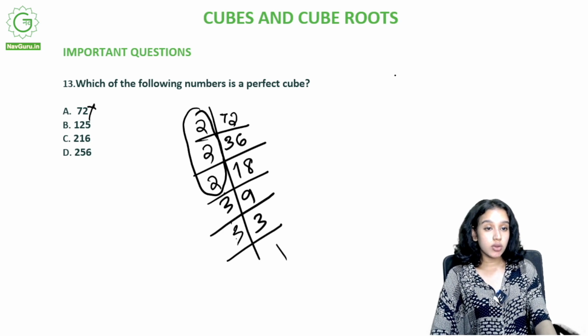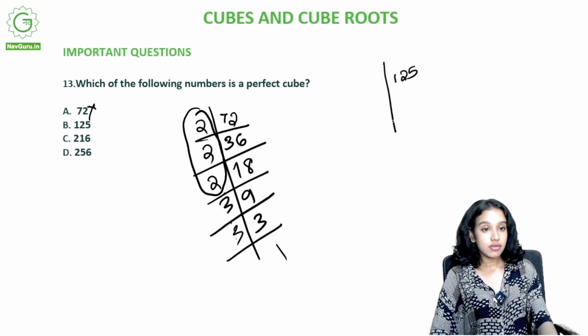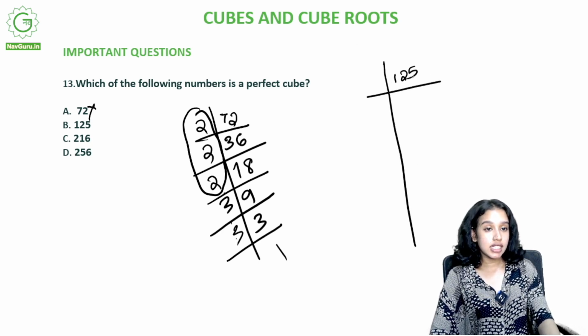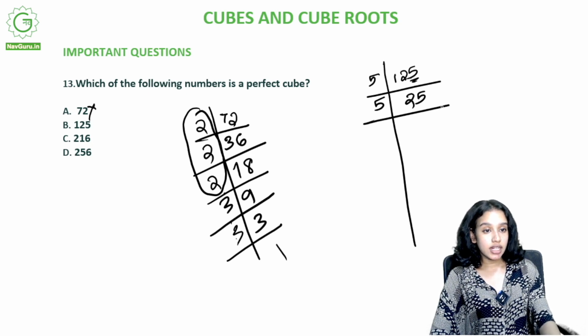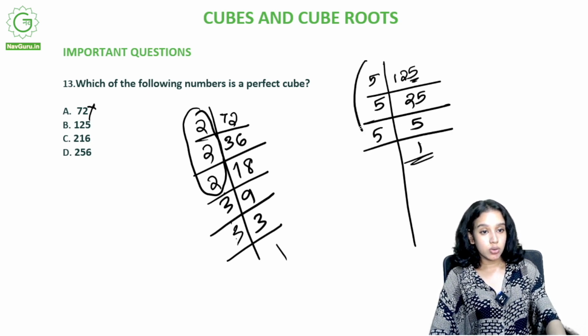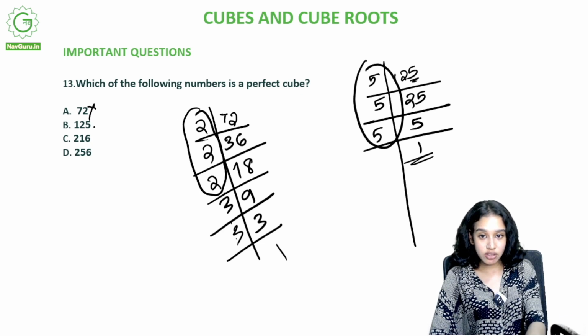Now let's go with 125. Is it divisible by 3? No, it's not. So let's see whether it's divisible by 5. It is, because the last number is 5. So 2 5s are 10, 5 5s are 25. Now dividing it by 5, we get 5. Again with 5 we get 1. So we get a triplet of 5. So we know this is 5 cube.